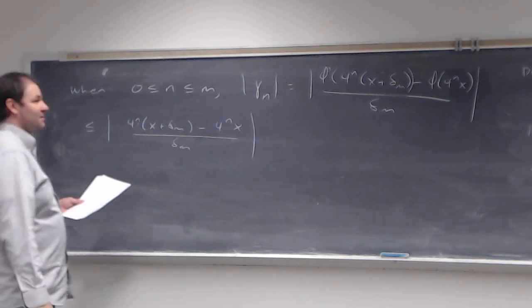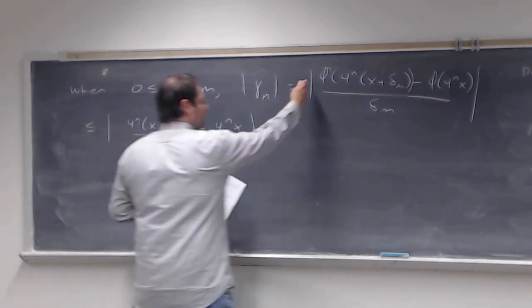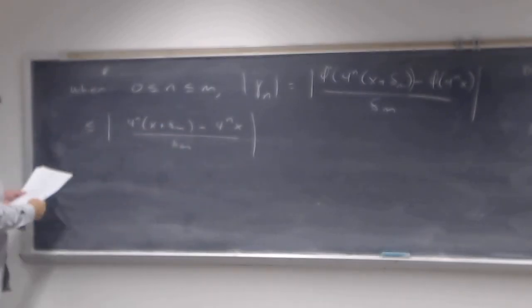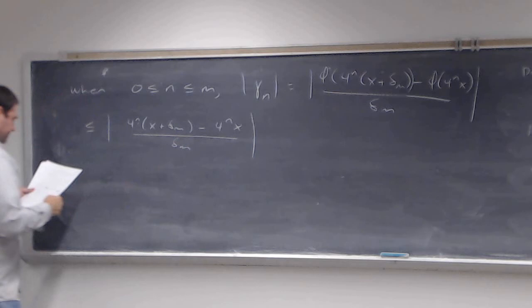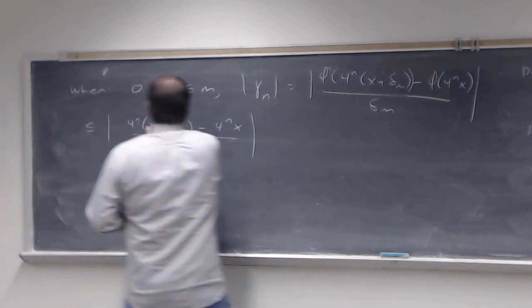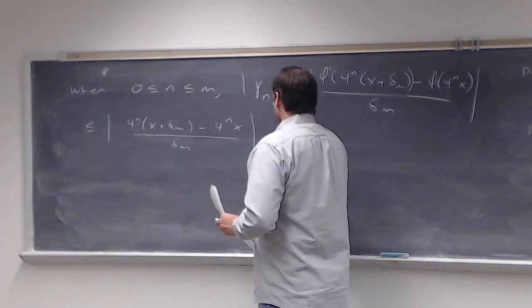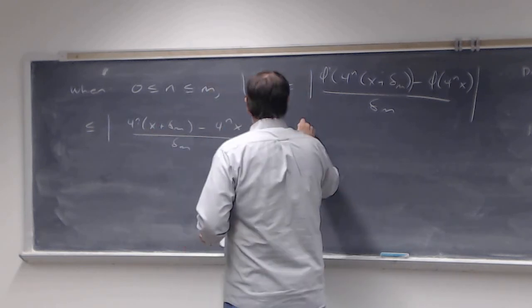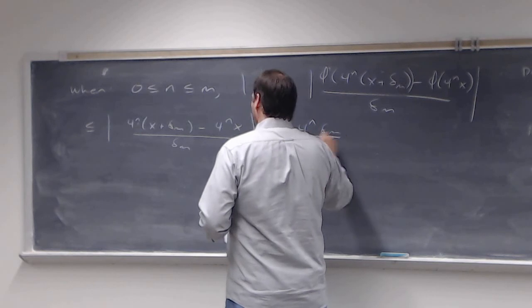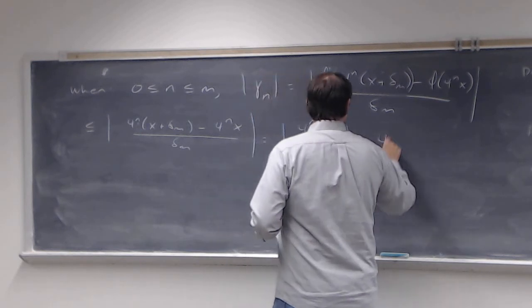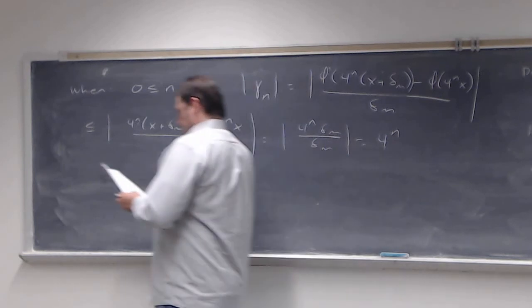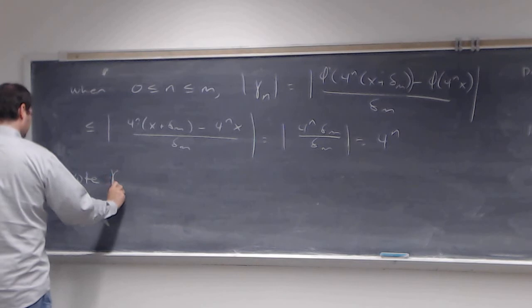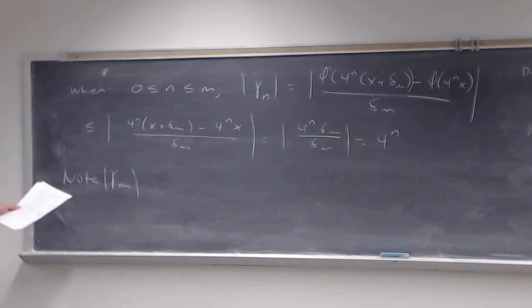So I'm using that factor I've used before. The absolute value of each individual piece is less than the absolute value of the guys without individual absolute values inside. Okay, now look, these two guys, when I distribute that, will cancel. And we're just left with the 4^n times x minus the 4^n times x, like I said, cancel. We're left with 4^n delta sub m over delta sub m, and that's equal to 4^n.